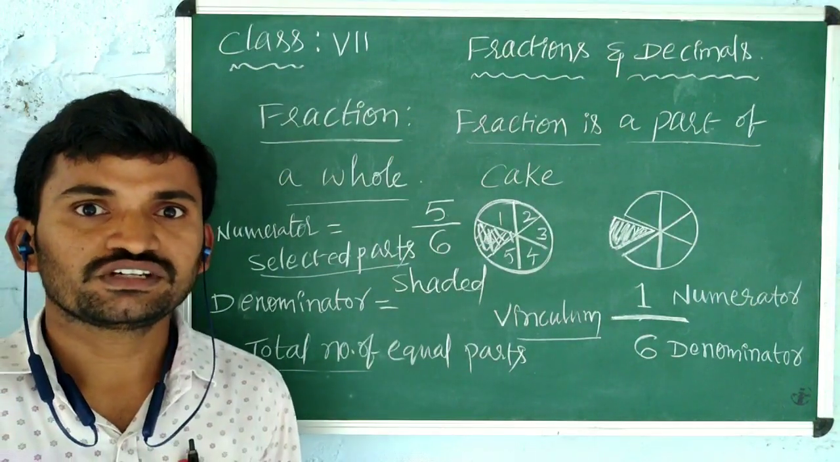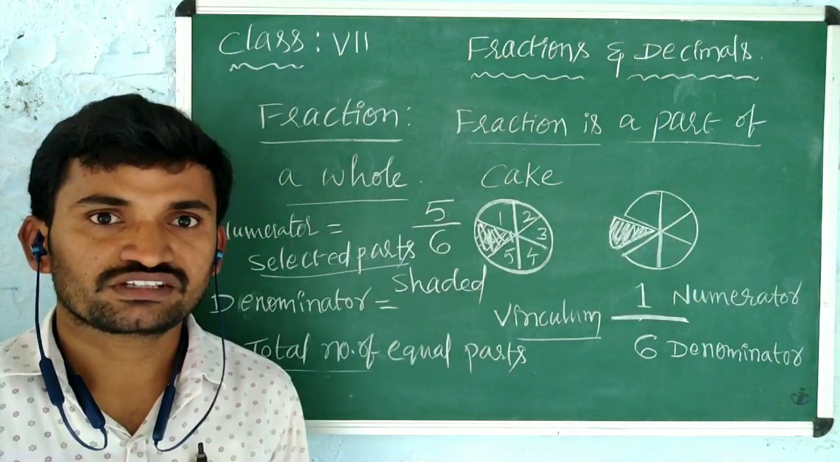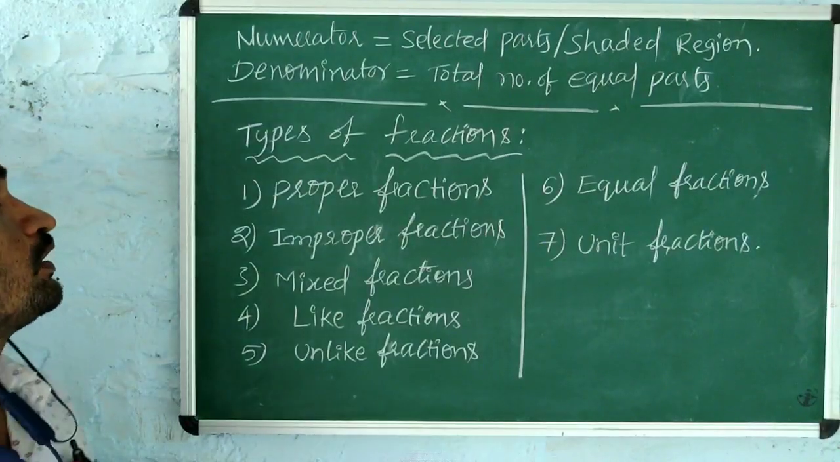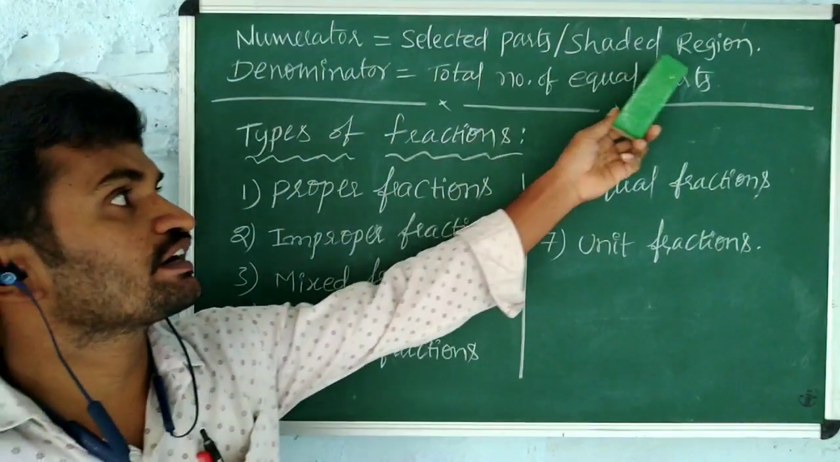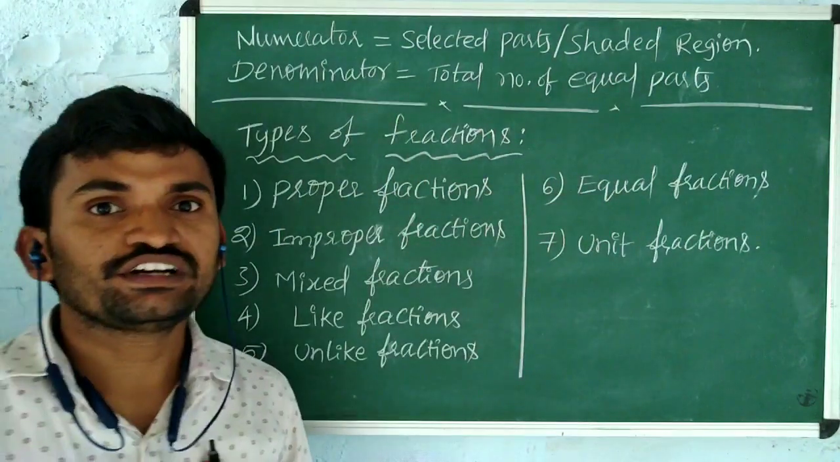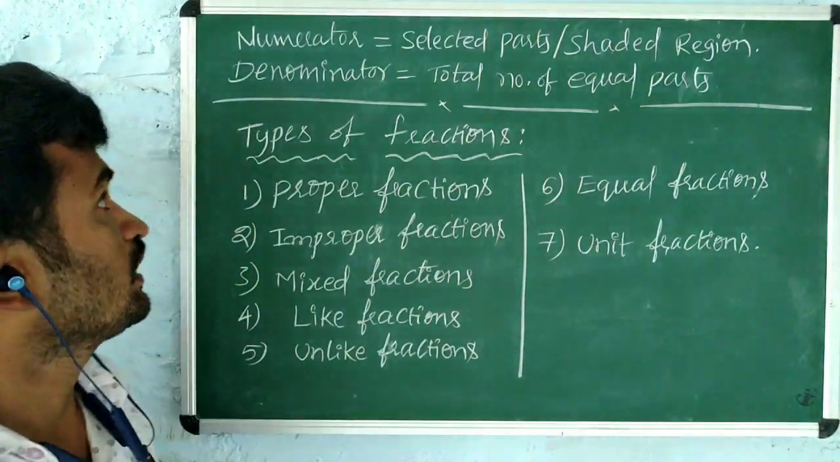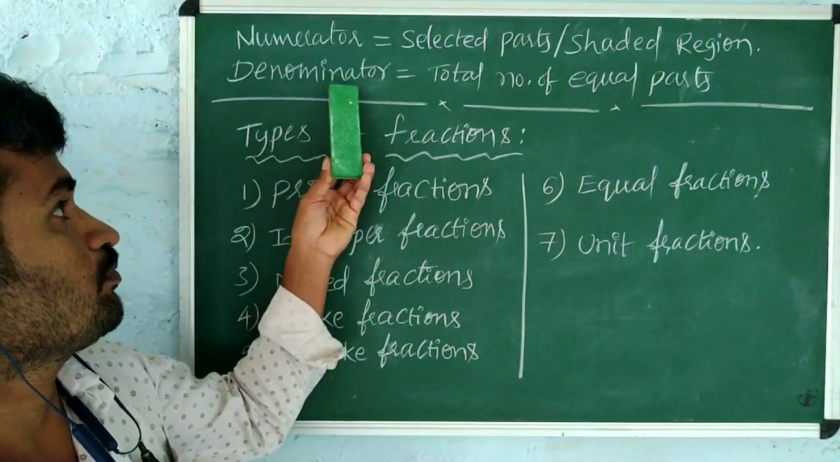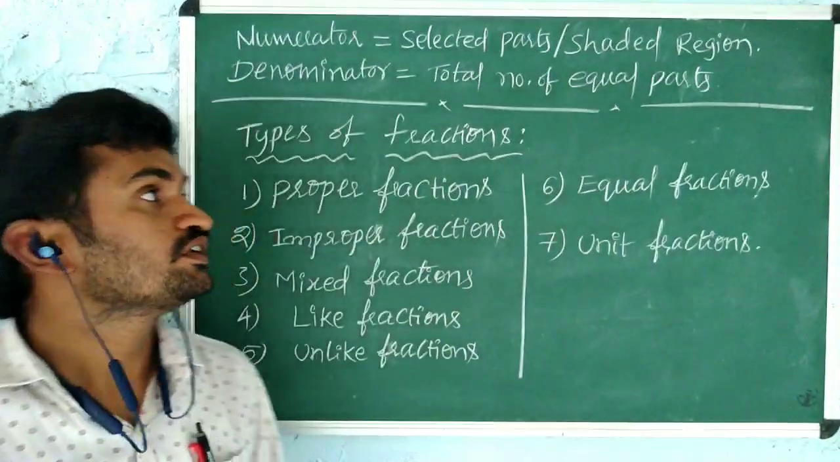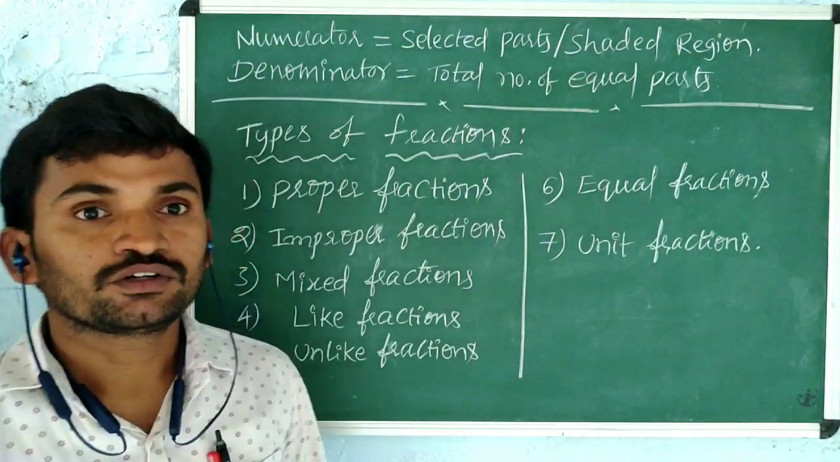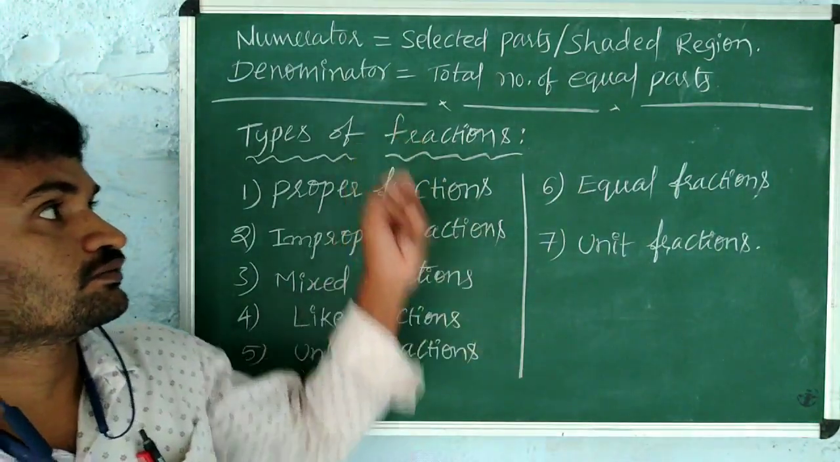Okay. Next, types of fractions we can see. So numerator means selected parts or shaded region, or unshaded region also we can say. Here denominator means total number of equal parts. So to remember, again I wrote here.